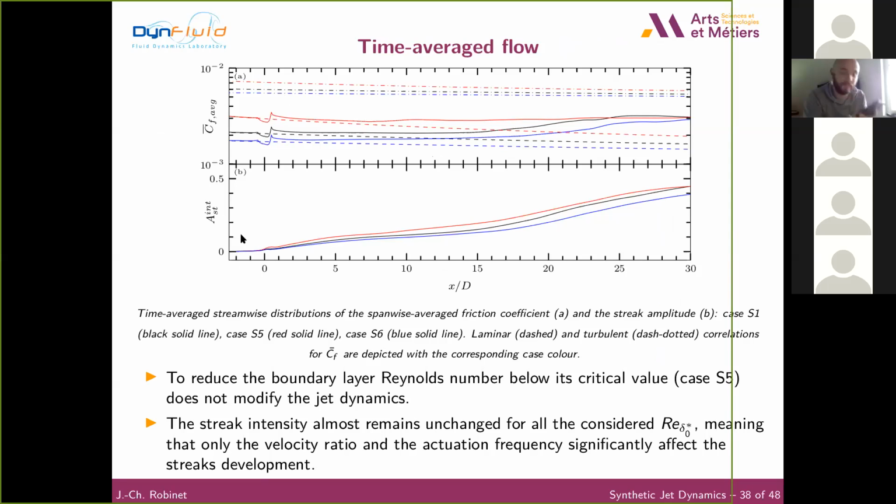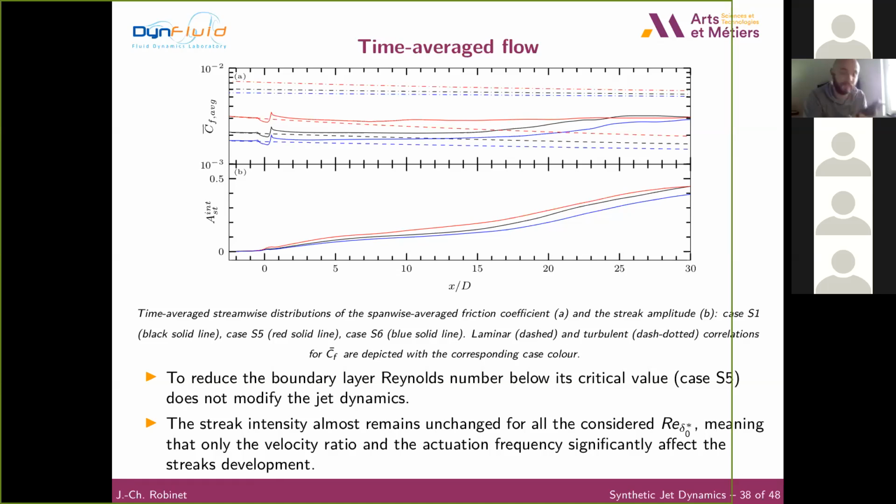This behavior is confirmed by the evolution of the amplitude of the streaks. It evolves quite similarly for the three cases, case 5, case 6, and the baseline case 1 in black solid line. In fact, we have almost the same, and the hierarchy of this evolution is monotonic, sorry, with the value of the Reynolds number. The lower the Reynolds number, the lower the evolution. The baseline is in between, and for the larger one, the evolution is slightly more important. But in fact, the sensitivity to this parameter is not very important.